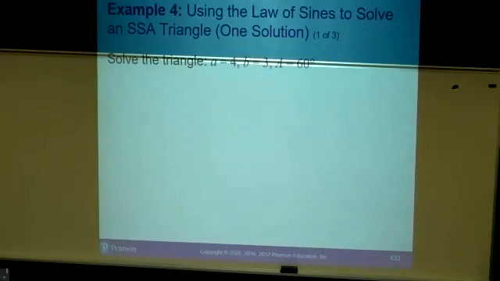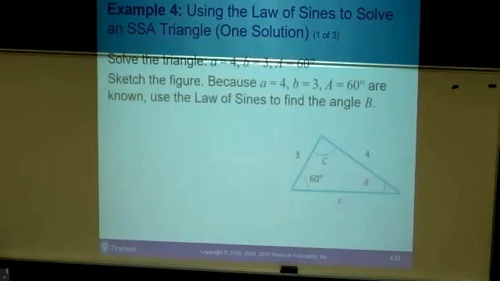So now we have this one where A is 4 and B is 3 and A is 60. And so we have this situation.